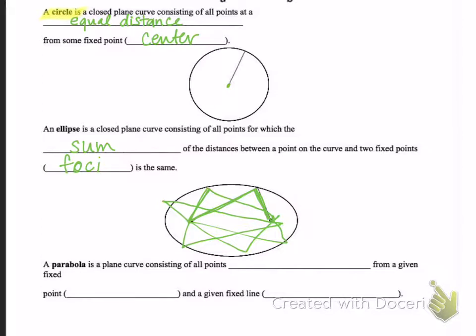A parabola is a plane curve consisting of all points equidistant or equal distance from a given point. We call that the focus. And a given fixed line. This is just vocab, and like I said, we're going to talk about this more in detail. This is just to refer back to once we learn it in more detail in the next couple days. But these are just notes that we have to take first.